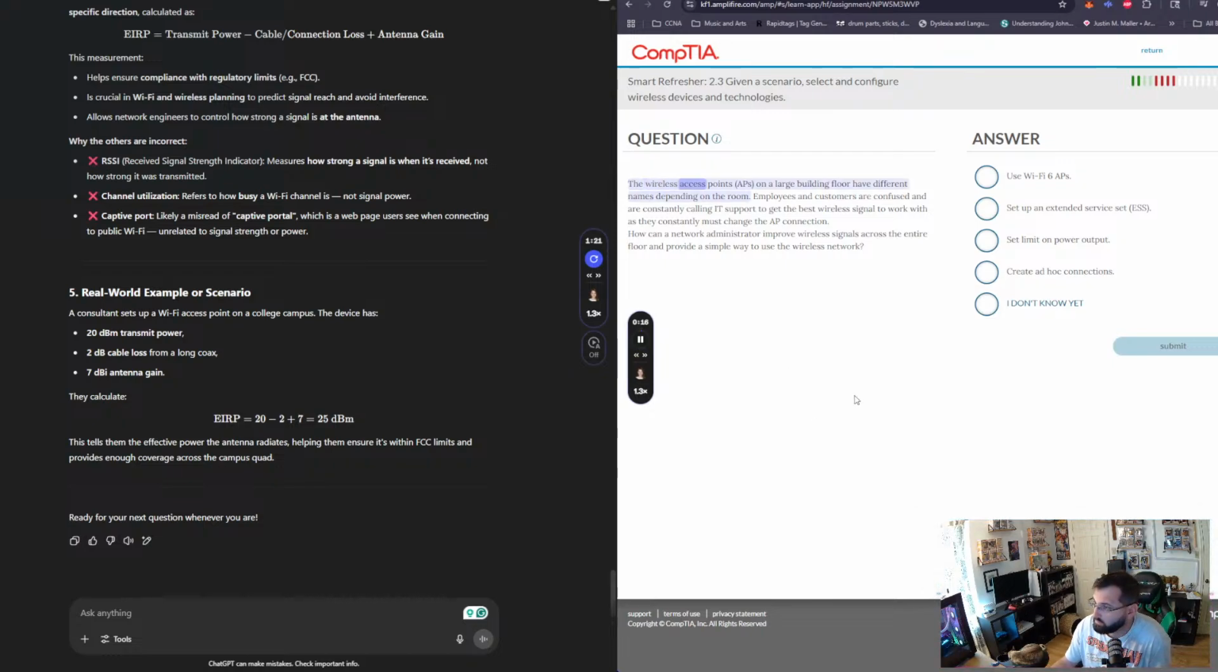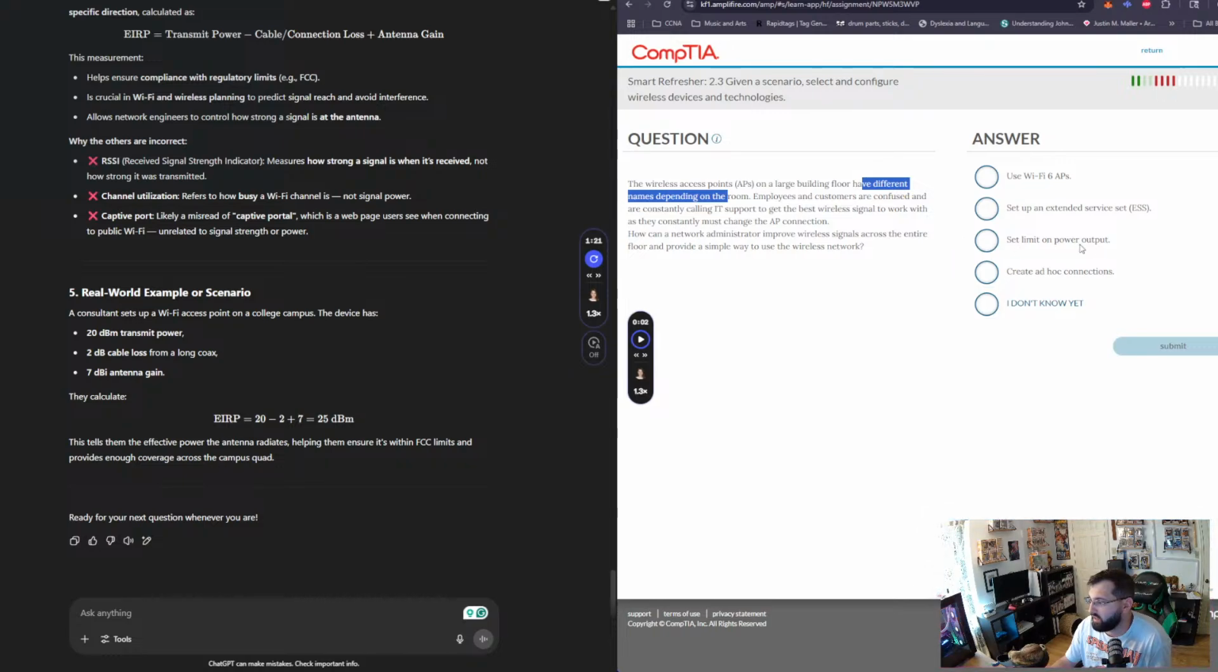The wireless access points, APs, on a large building floor have different names depending on the room. Employees and customers are confused and are constantly calling IT support to get the best wireless signal to work with, as they constantly must change the AP connection. How can a network administrator improve wireless signals across the entire floor and provide a simple way to use the wireless network? Okay, so using Wi-Fi 6 APs, that's a trick because, like, sure, that's going to improve it, but that's not the issue. The issue is that they all have different names.